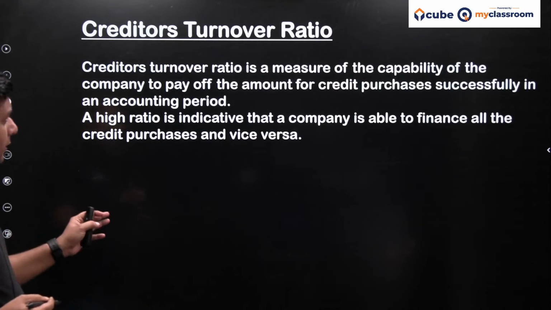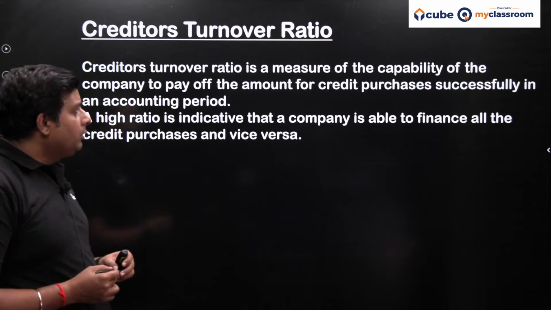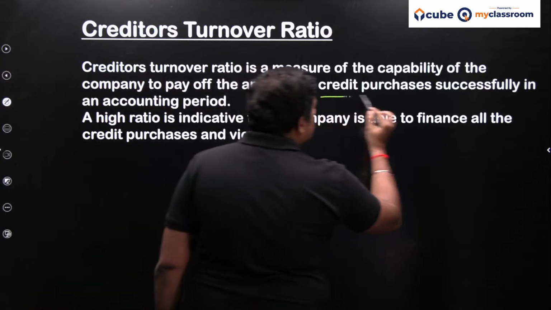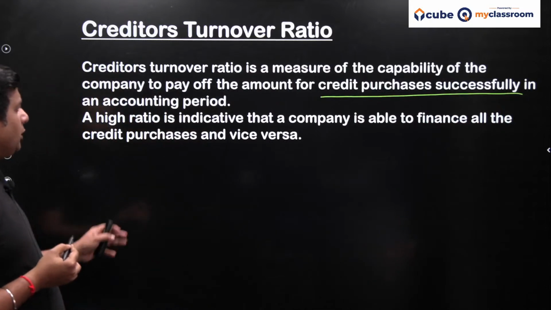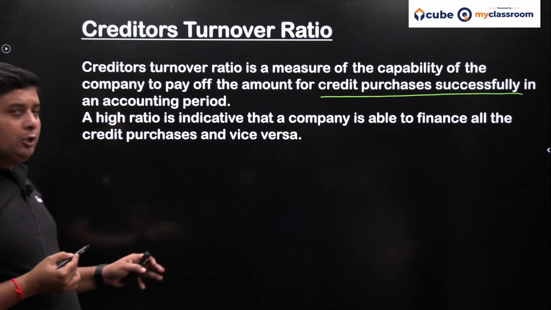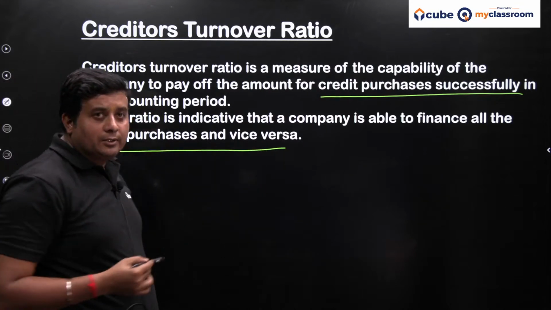All right. Next one is creditors turnover ratio. The creditor turnover ratio is the measure of the capability of the company to pay off the amount for credit purchases successfully in an accounting period. A high ratio is indicative that a company is able to finance all the credit purchases, and vice versa, right?